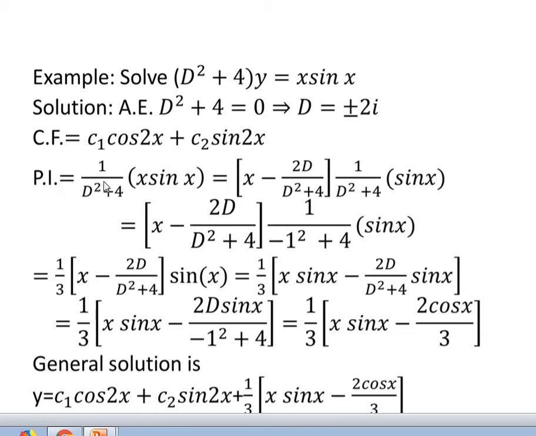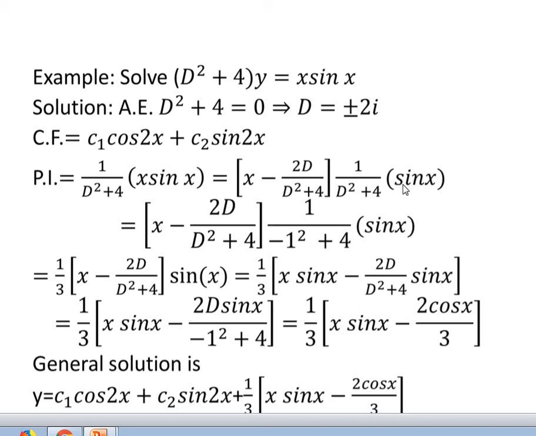So our PI is equal to 1 upon d square plus 4 into x times sin of x. So here we have to use the formula. Our formula is x minus phi dash of D upon phi of D, bracket complete, 1 upon phi of D into v. So here v is sin x. So that is equal to x minus, phi of D is d square plus 4, so the derivative of this term is 2d, so 2d upon phi of D as it is, d square plus 4, bracket complete, 1 upon phi of D, where phi of D is d square plus 4, into sin x. So that is equal to x minus 2d upon d square plus 4, and here 1 upon d square plus 4 applying on sin x.